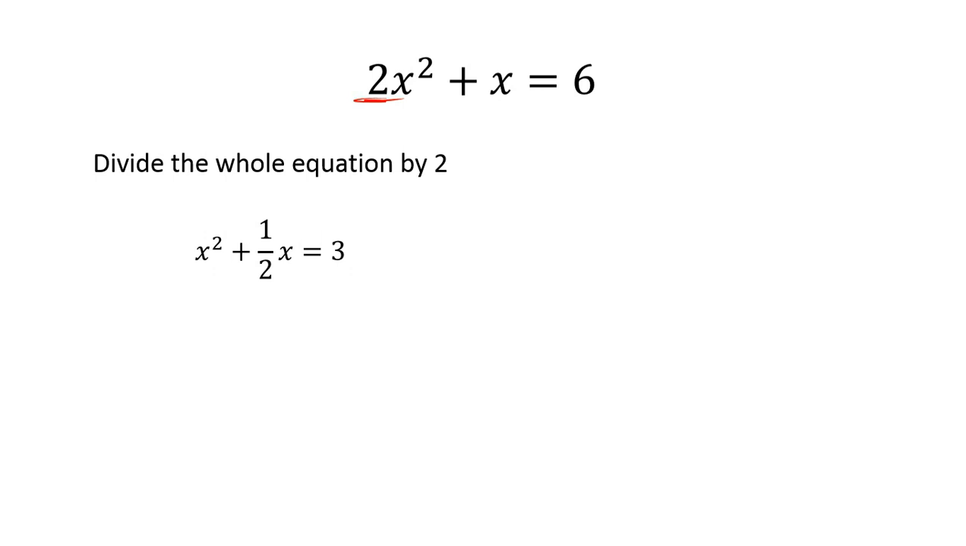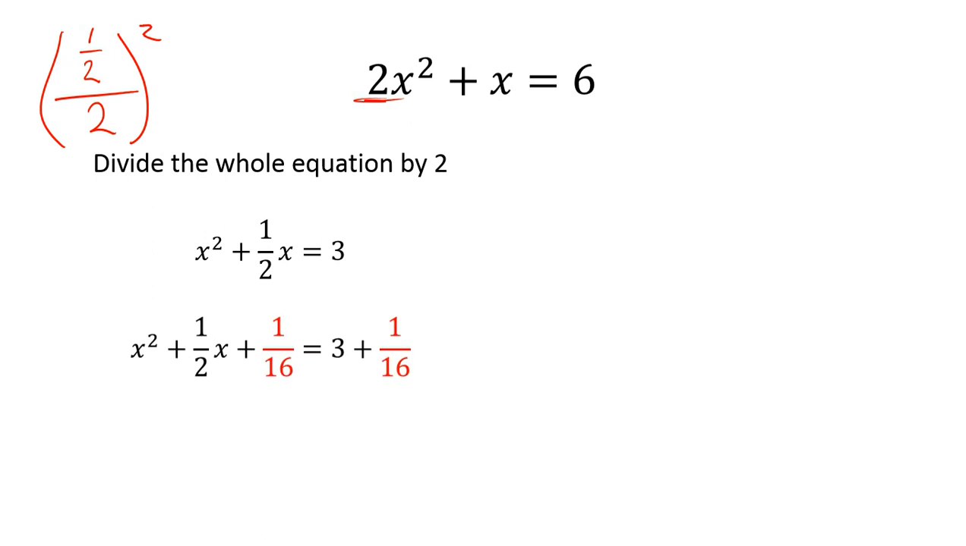So we go 1/2 all over 2, and we square it. Now, when we take 1/2 divided by 2, we get 1/4. When we square it, we get 1/16. So now we add 1/16 to both sides. So we end up with x squared plus 1/2 x plus 1/16 is equal to 3 plus 1/16.